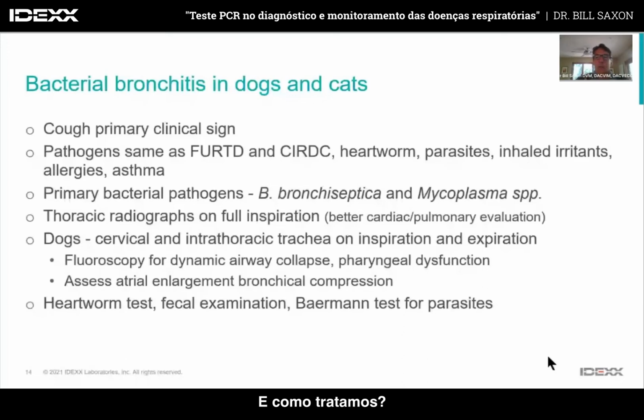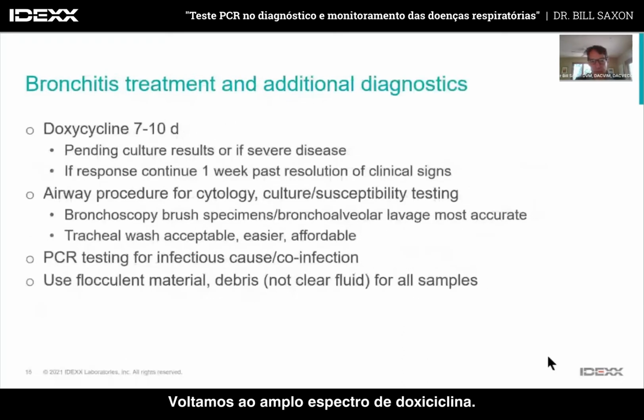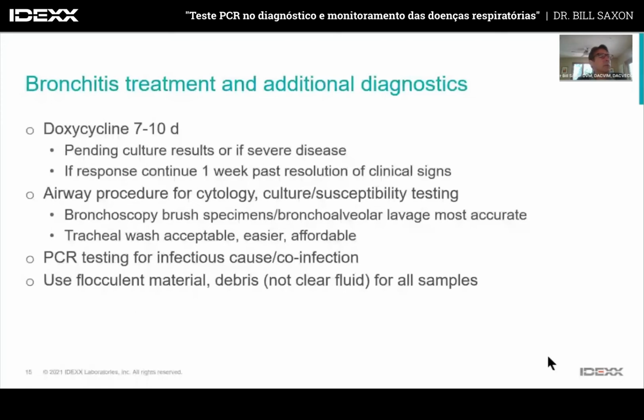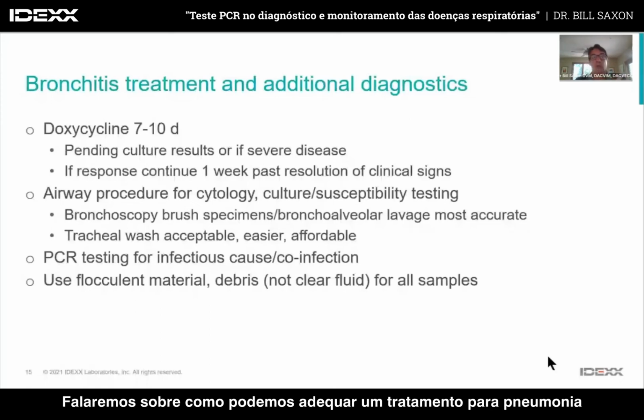Okay, how do we treat it? We're back to doxycycline. Why? Broadest spectrum. All right. And again, the duration of treatment for both upper respiratory tract disease and bronchitis is 1 week beyond resolution of signs. We'll talk about new information on how we can tailor treatment for pneumonia and why we can't use that for bronchitis in a little while.